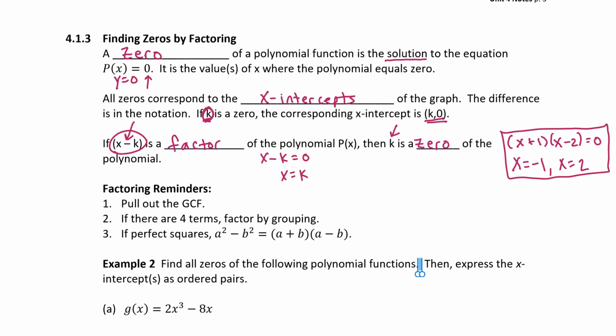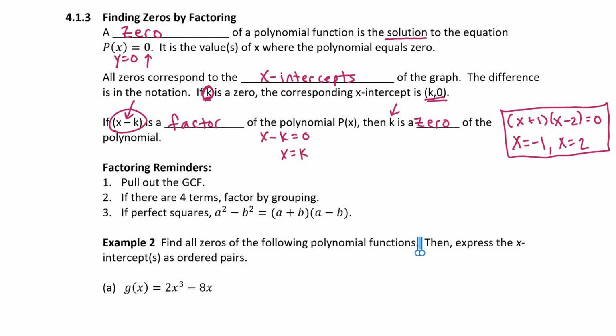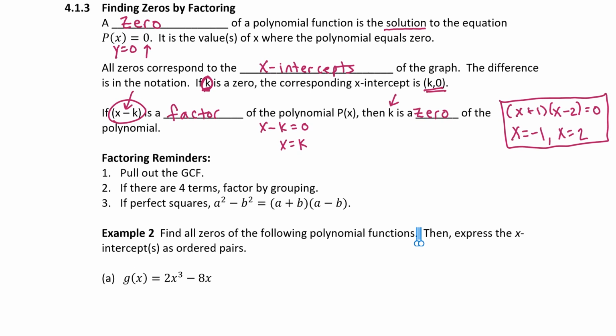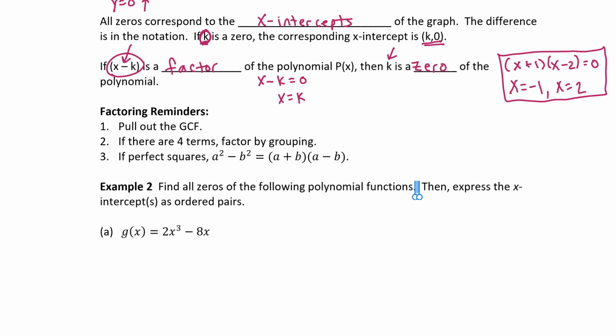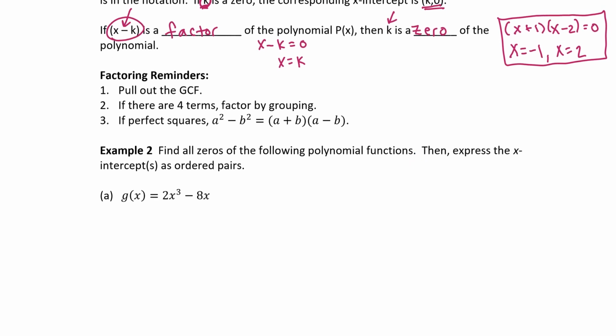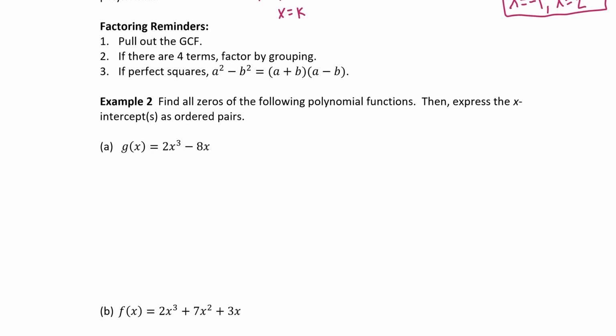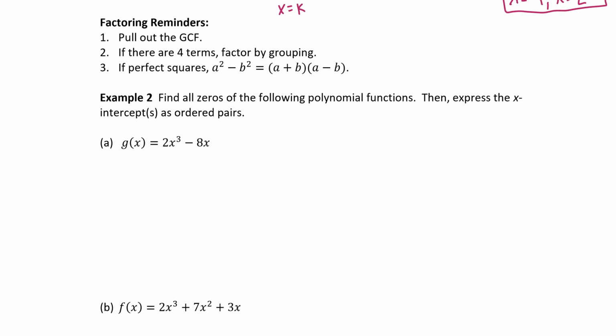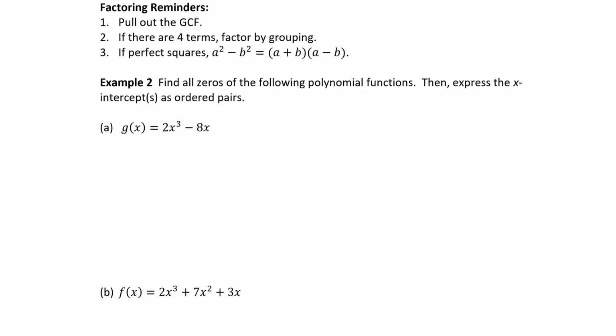Now, we're going to be factoring polynomials which will have more than two factors like a quadratic. So we're going to be using several different factoring methods. So here are a few factoring reminders. When you begin factoring a polynomial, the first thing you always want to look for is a GCF. Remember, that is a greatest common factor. Get that out of the way first.